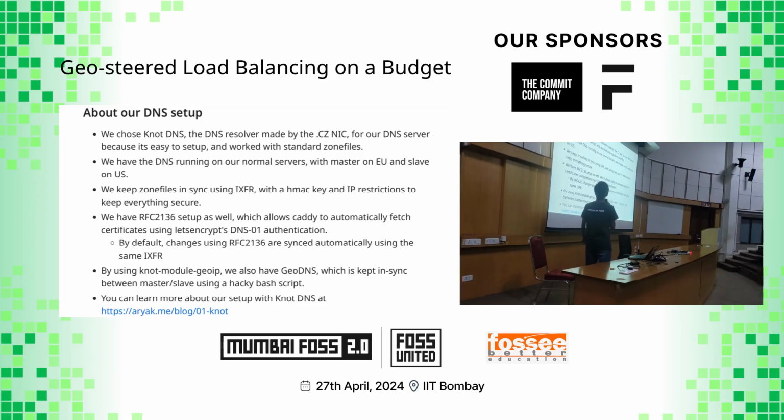Then we have Knot module GeoIP, which is GeoDNS, as I mentioned before. It is kept in sync between the master and slave using a hacky bash script, because IXFR doesn't work with that. Again, there's got to be a lot of hacks in this. That's why it's called jugaad.